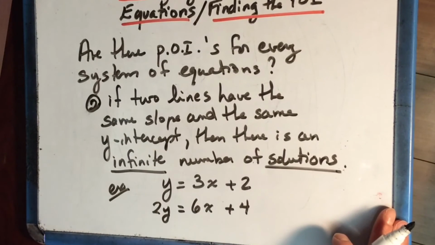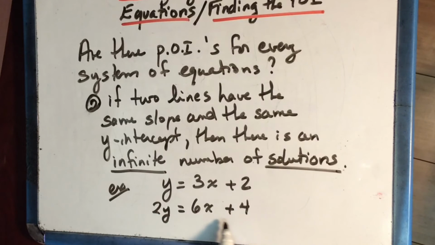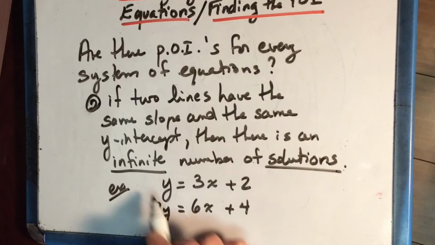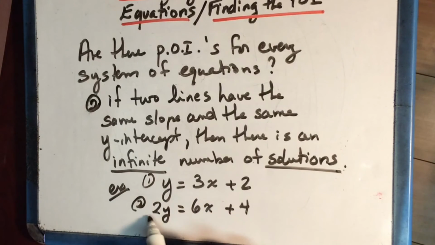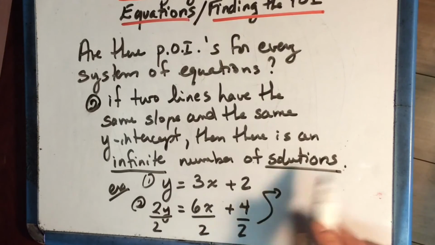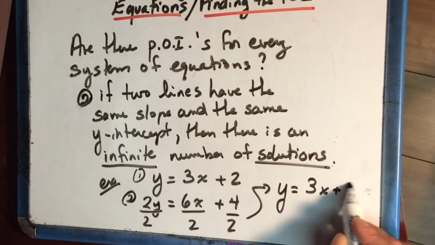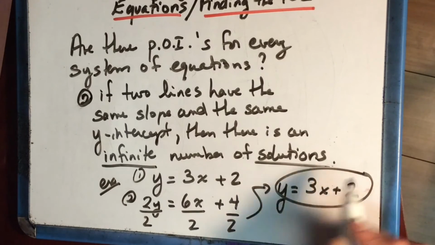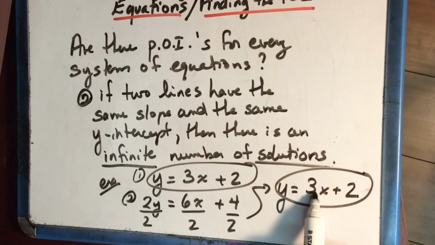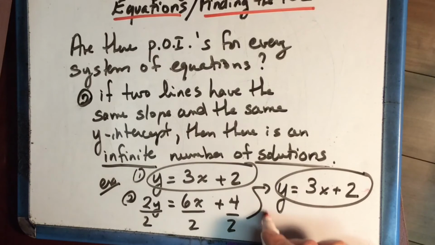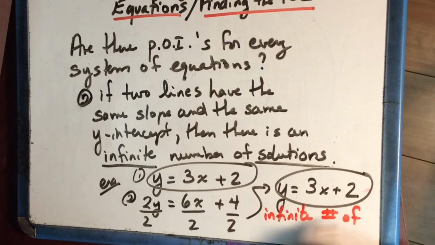And you would say to yourself, well, we want to put this in y equals mx plus b, and therefore we need to isolate for y. And so what you would do to isolate for y would divide everything by 2. And by doing that, what do you see? You would notice that y is equal to 3x plus 2. And therefore this equation and this equation have the same slopes and the same y-intercept, and therefore there is an infinite number of solutions.